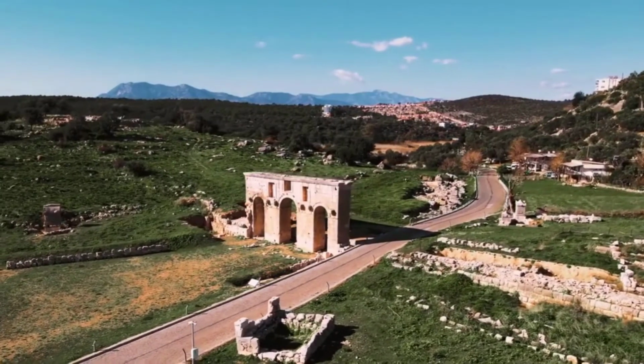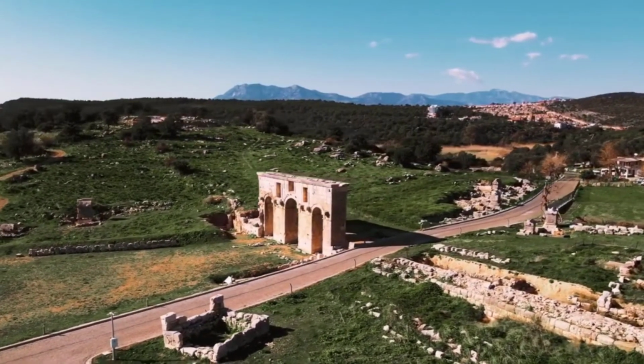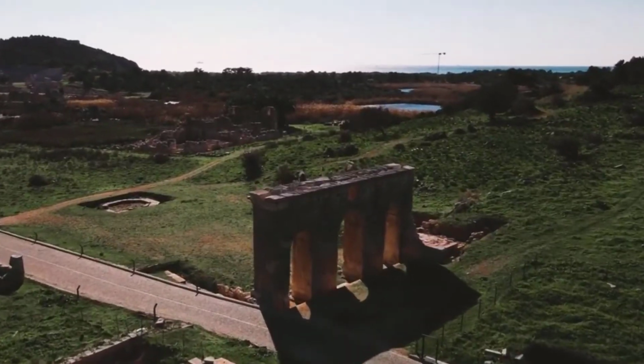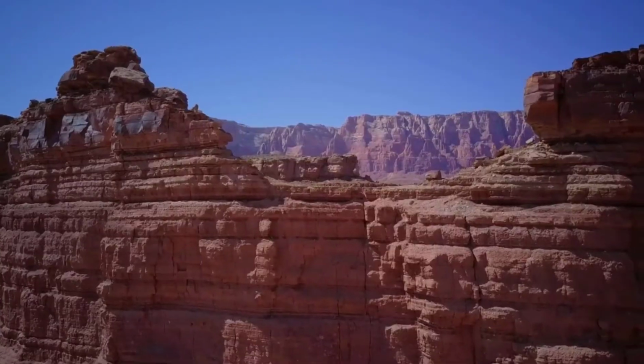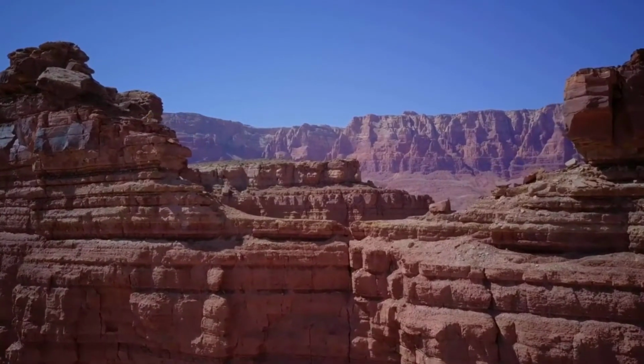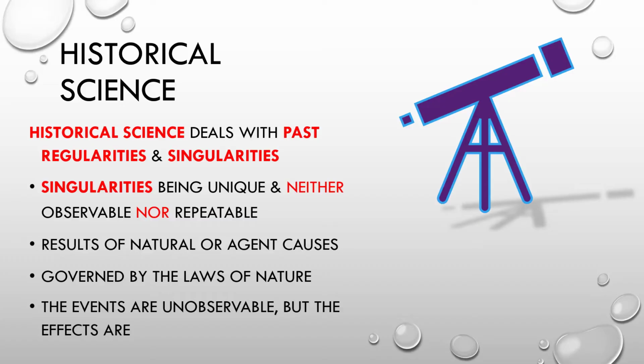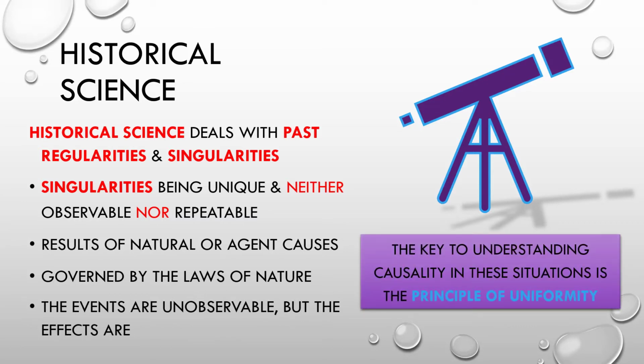Though the events themselves are unobservable, the effects may still be seen and studied, and often the processes can be reproduced in the present, like in archaeology, or the processes may have a present continuation, as we find in geology or astronomy. The key to understanding causality in these situations is going to be the principle of uniformity.